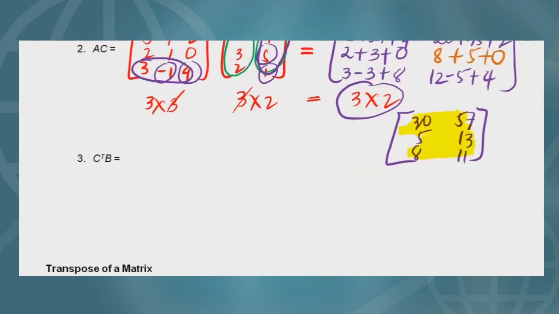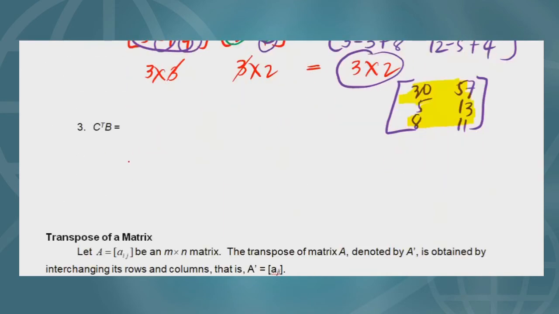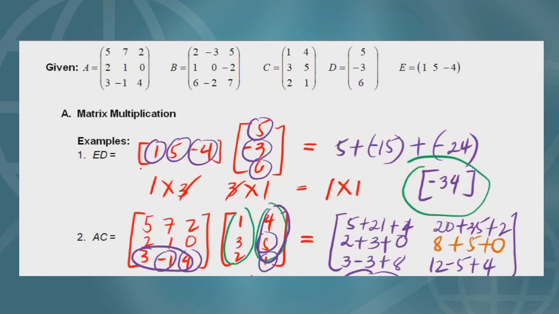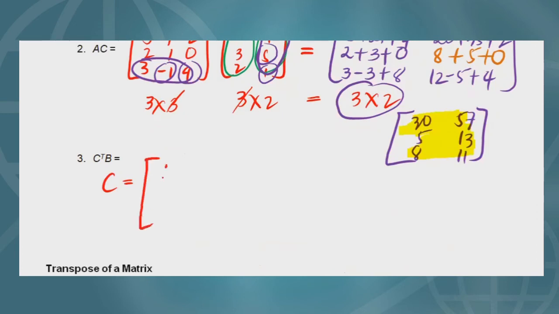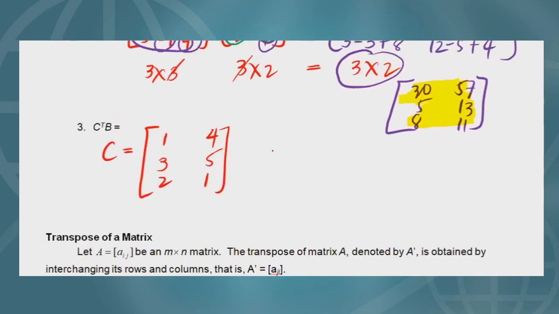Next, how about number 3? Transpose of matrix C multiplied by B. Let's copy C first. As we copy matrix C, the given is 1, 3, 2, 4, 5, 1. We need to get the transpose of this one first.